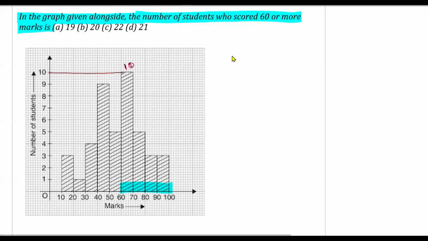Now for the next, that is from 70 to 80, how many students are there? It's going to be 5 over here. So this is 5 students. Now similarly, we can go for this one. You see that the students who got from 80 to 90 is 3, and 90 to 100 is also 3. So we are going to add these values: 10 plus 5, 15 plus 6 is what? 21. Yeah, so 21 is the correct answer.